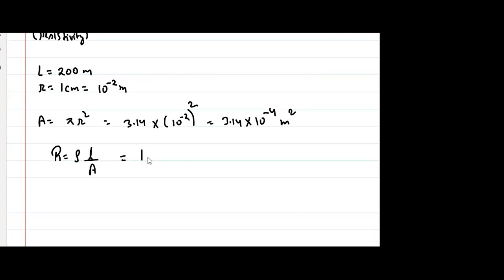What's the value of rho? It is 1.72 into 10 to the power minus 8, into what is L? Length is 200, divided by 3.14 into 10 to the power minus 4. Now think about it. Be smart. This will divide this how many times? Sir, 2 times, Ayana. That is why it is given like this. Yes or no? Be smart.